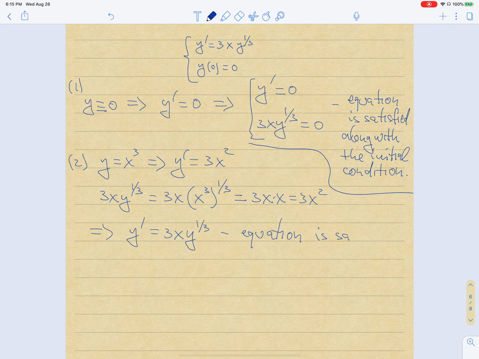And in addition to this, what about the initial condition? If I compute y of 0, then this is 0 cubed, equal to 0. So the initial condition is satisfied. So then we conclude that y equal to x cubed also solves the initial value problem.